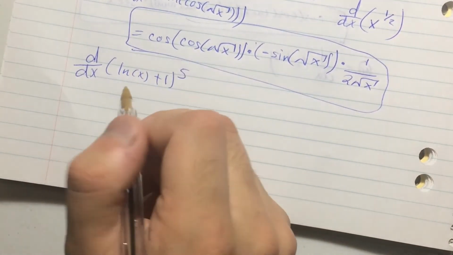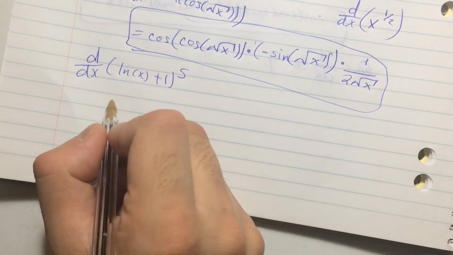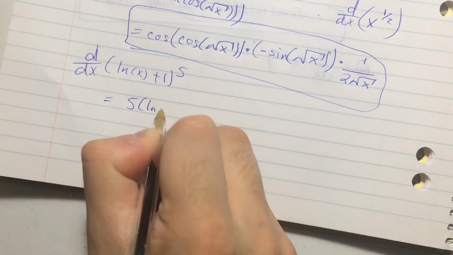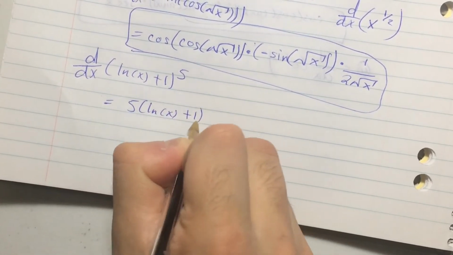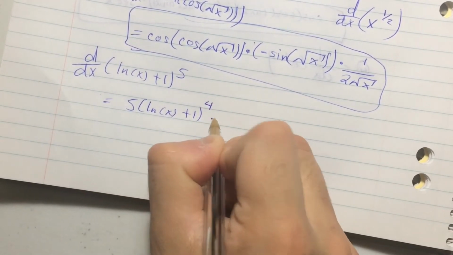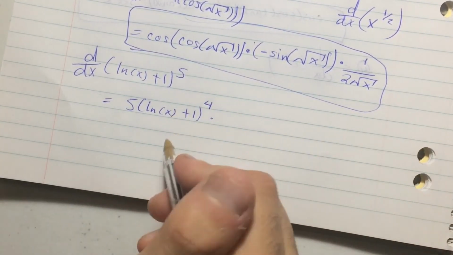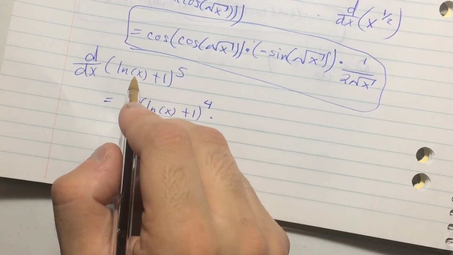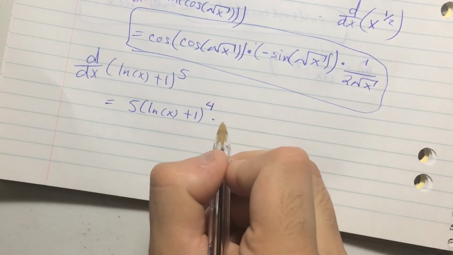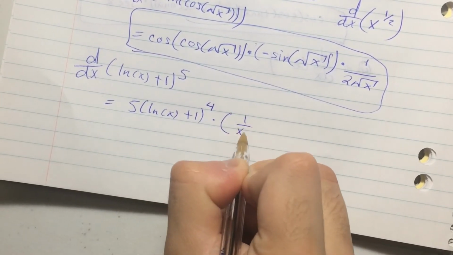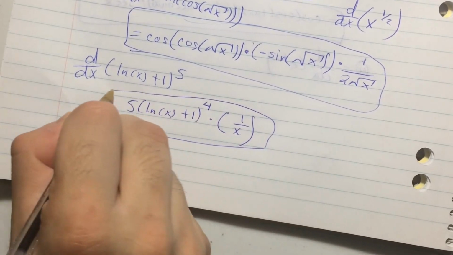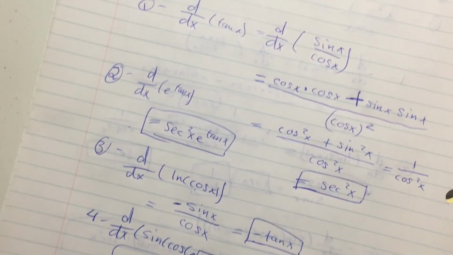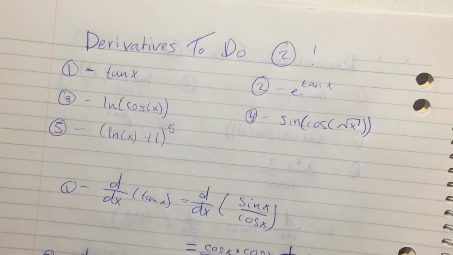So what's the derivative of this? Well, it's the chain rule, right? Outside, inside rule. So we would say that this is equal to 5 ln of x plus 1 to the 4th power. And then we multiply by the derivative of the inside. And we know the derivative of 1 is 0. And we know that the derivative of ln of x is 1 over x. And that is our final answer. Obviously nothing's been algebraically cleaned up or anything, but that's pretty much the gist of it.